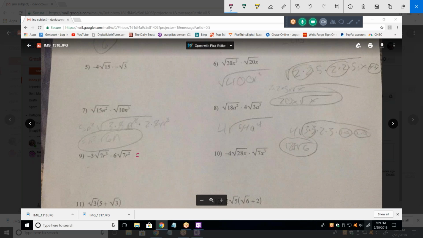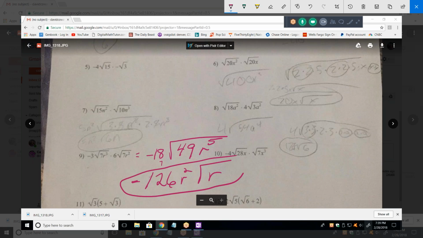Negative 18 square root of 49 r to the 5th. Simplify. Then you can factor out a 7, and you can also get out r squared, leaving 1 on the inside. So that's negative 126. When I factor out the 7, I got r squared there, and there's the only one remaining. Okay.